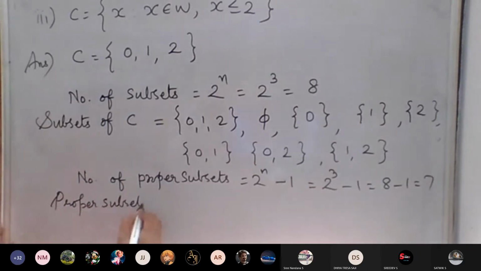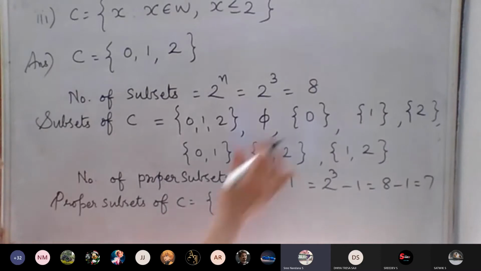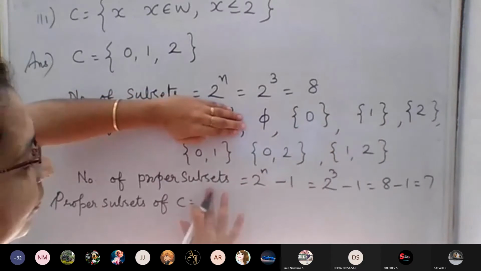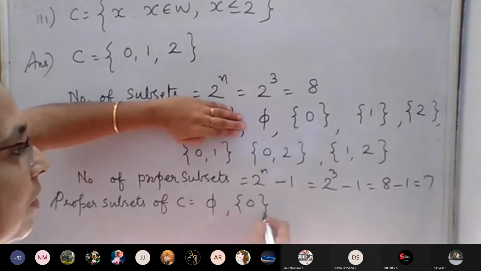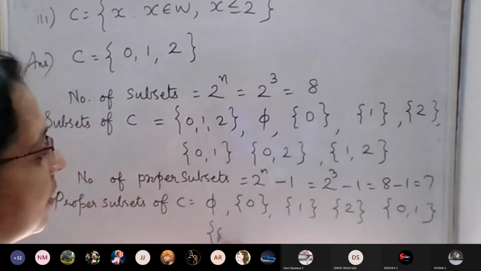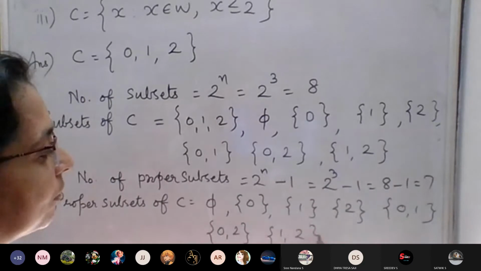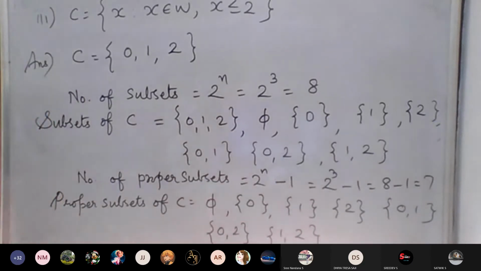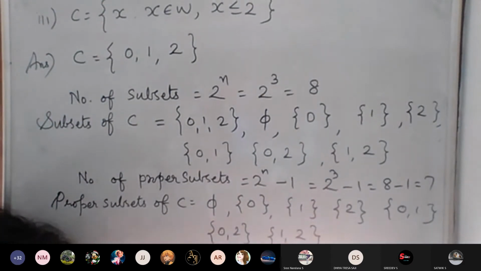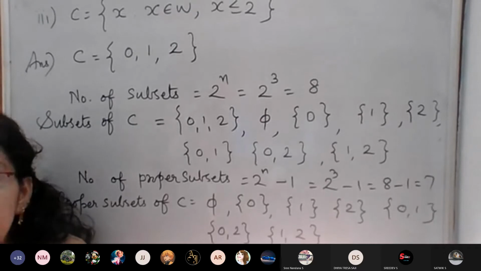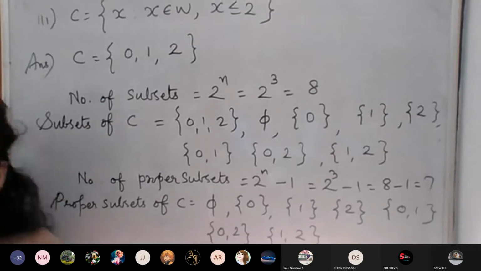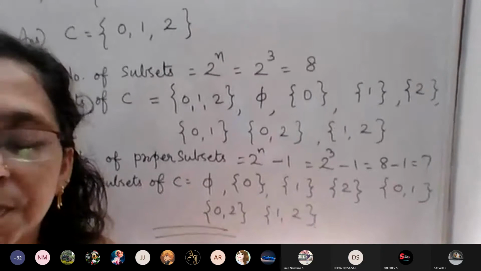Then proper subsets of C are: the null set, set 0, set 1, set 2, set 0, 1, set 0, 2, set 1, 2. Remaining all the things you can copy. Fourth question. Completed this one?